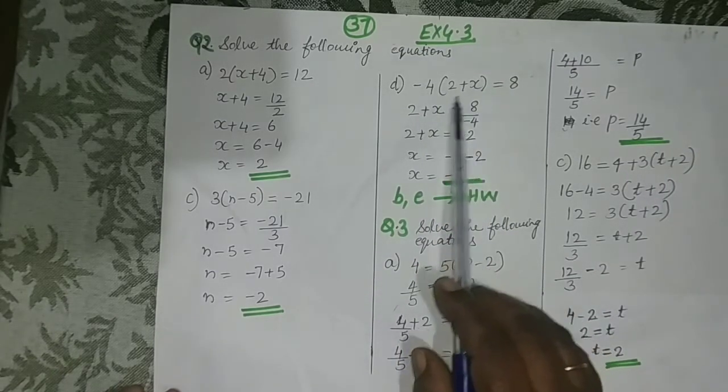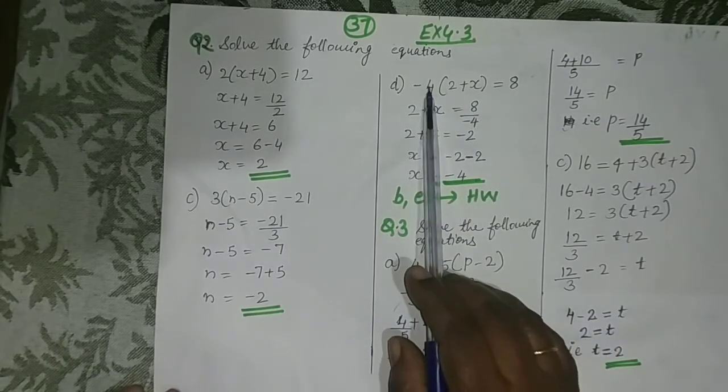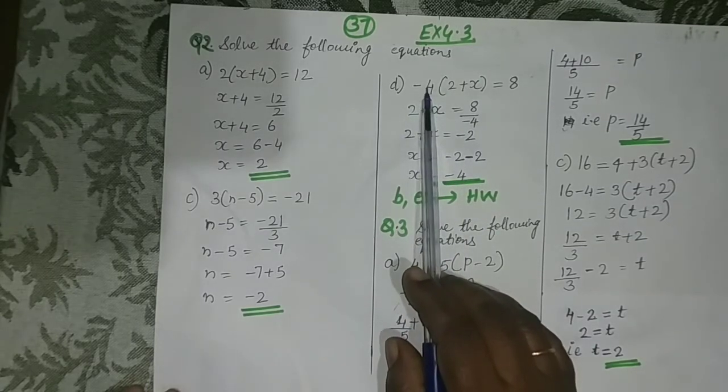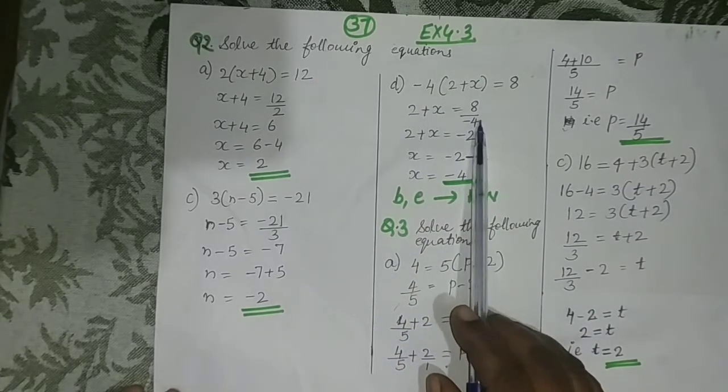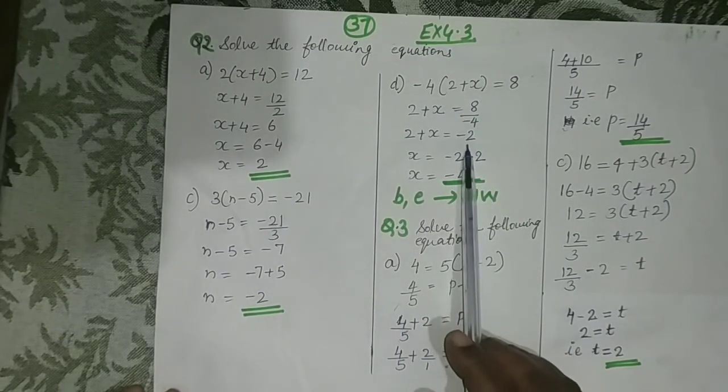So 2 plus x is already in LHS. 8 divided by minus 4, because we brought minus 4 from LHS to RHS, so division we are doing. So 2 plus x is what? Minus 2. You know, 8 by minus 4 is minus 2.